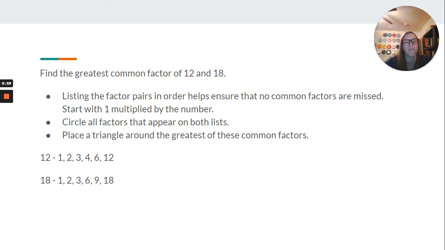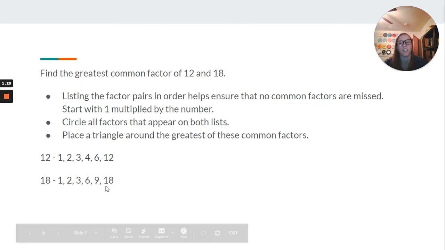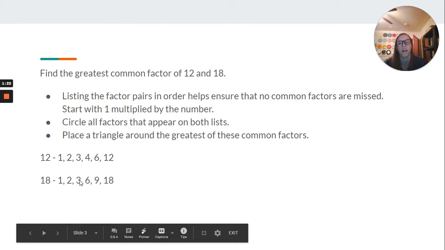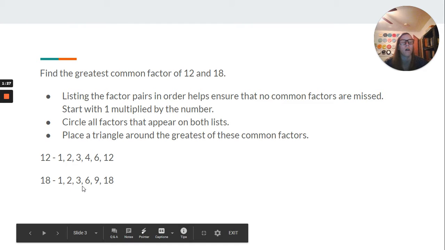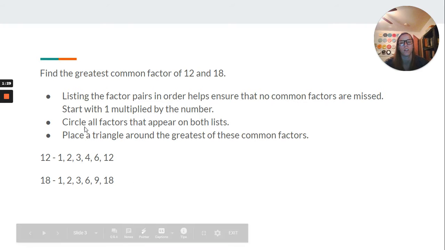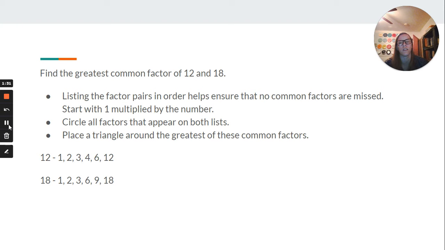First, you want to list the factor pairs in order, and it helps ensure that no common factors are missed. Start with 1 multiplied by the number. So here we have 1 times 12 is 12, 2 times 6 is 12, 3 times 4 is 12. Now with a bigger number, here we have 18: 1 times 18 is 18, 2 times 9 is 18, 3 times 6 is 18, and then you could keep going, 4, 5, but we know that those aren't factors.